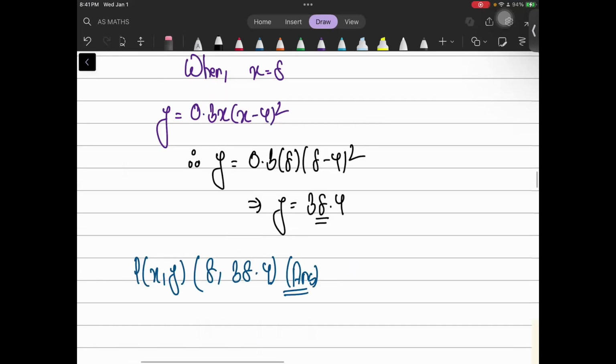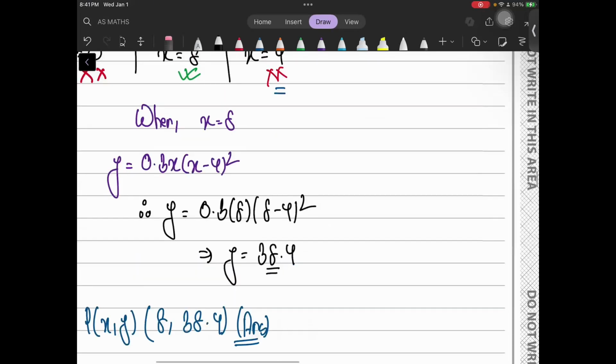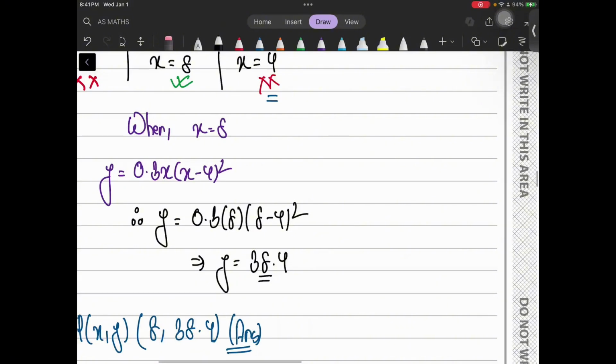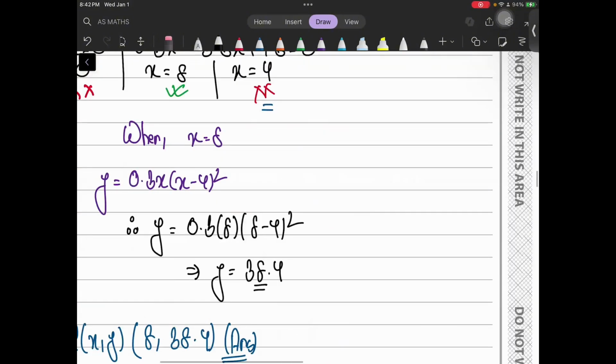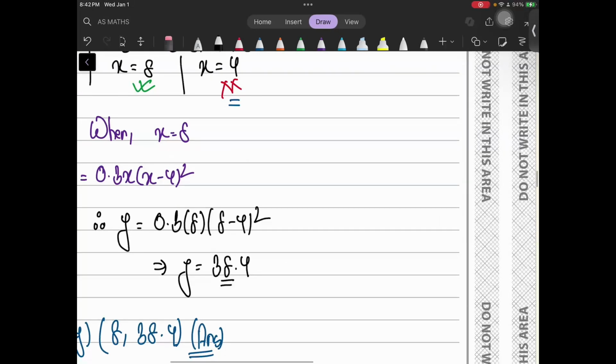All right. Let me say one more thing before moving further. This z of x and f of x can also be denoted by y, right? All right, so let's move to the next question.